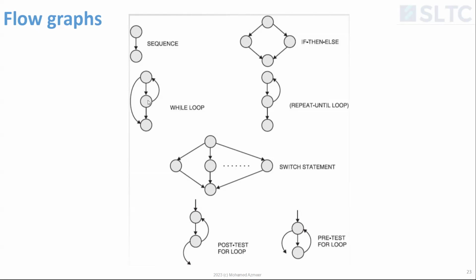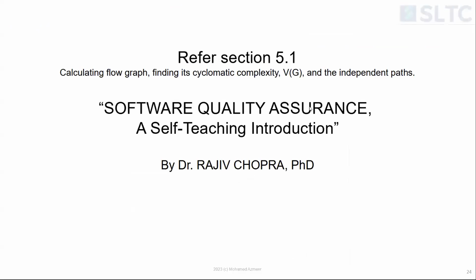Repeat until, again, very similar here. So in this one, we are doing something. When it is false, we come out. Switch statement is where you ask a question and then go through multiple paths, right? Post-test for loop. So here again, very similar to while loop. Pre-test, very similar to repeat until. So we are using this flow to calculate all kinds of different things, right?